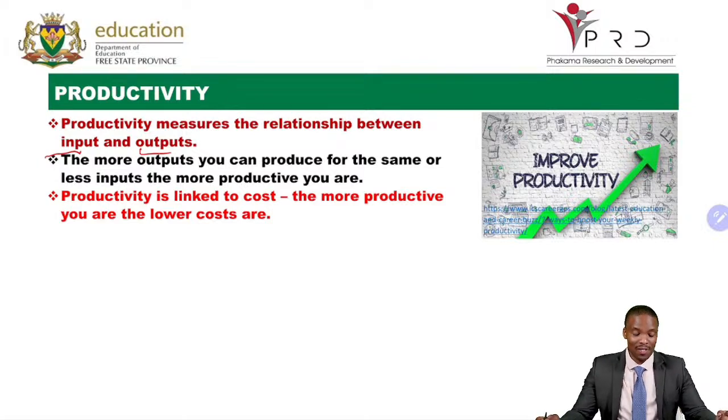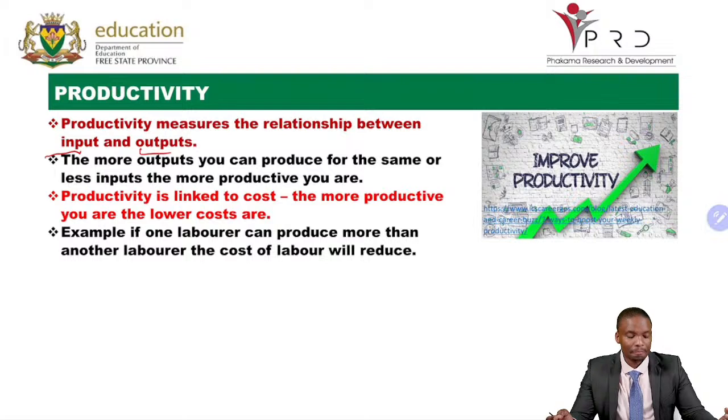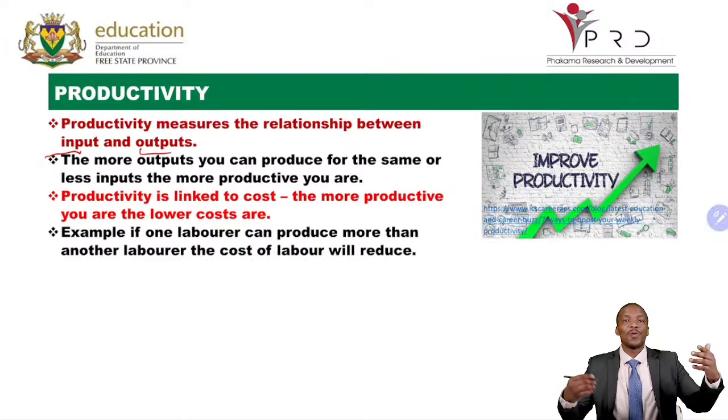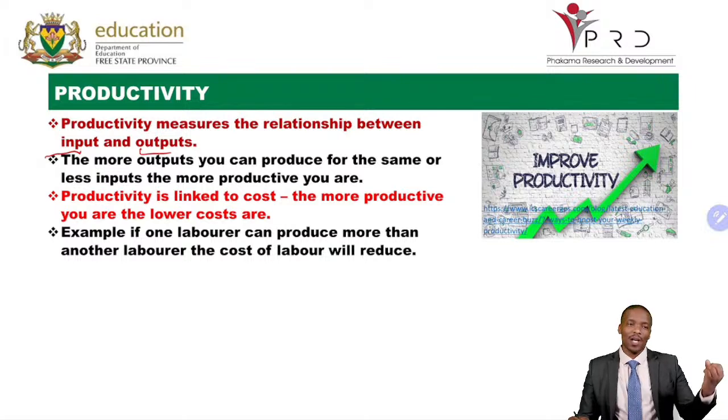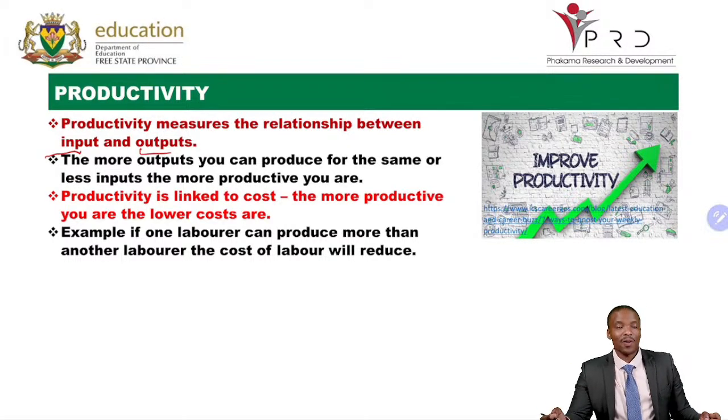We are saying productivity is linked to cost: the more productive you are, the lower the cost, because you can produce much faster or produce more at less. If one laborer can produce more than another laborer, then the cost of labor will be reduced. And if workers keep on producing more and more, the cost of production decreases, and that is what we call productivity.